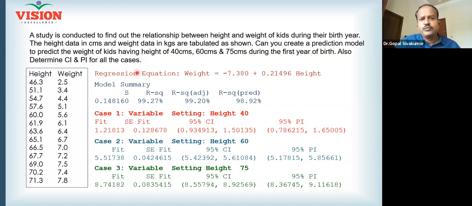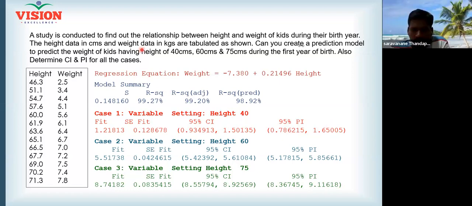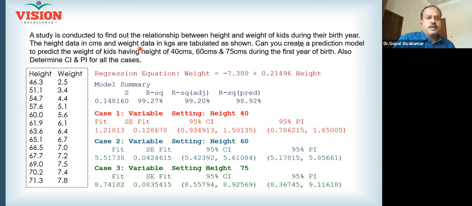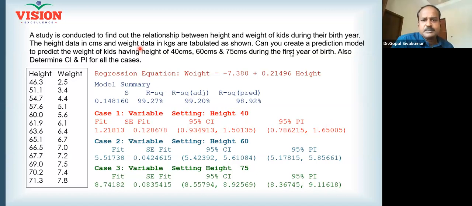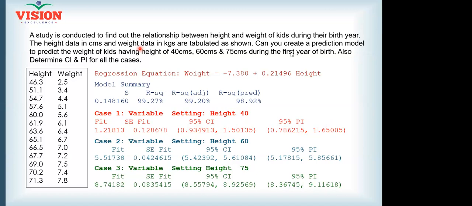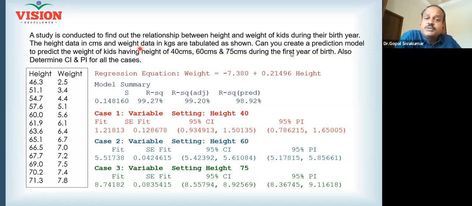Which is wider? Confidence interval is wider or prediction interval is wider? Prediction interval is wider. Yes. See, 1.65. Confidence interval is meant for average value.